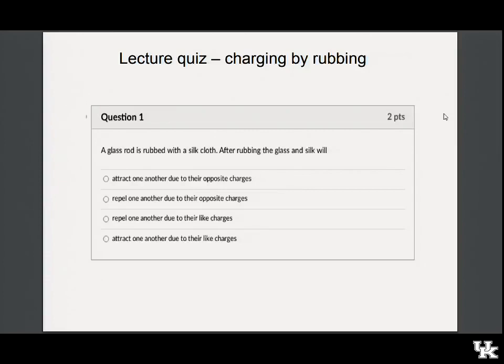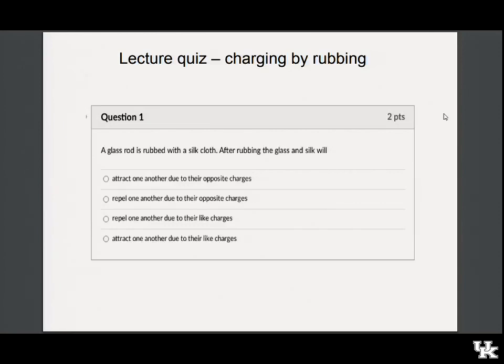So this is a question about rubbing a glass rod with silk. As I say, the glass rod and the silk initially have equal numbers of positive and negative constituents, electrons and protons. When you rub the glass with the silk, you transfer electrons from one material to the other material.